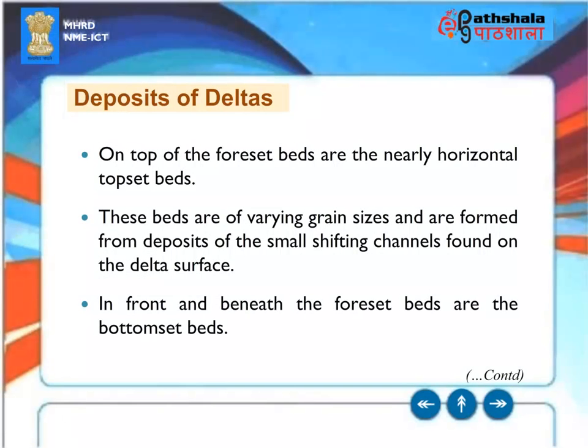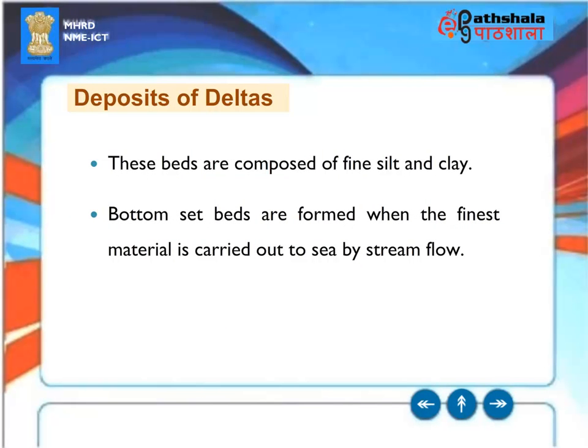On top of the foreset beds are the nearly horizontal topset beds. These beds are of varying grain sizes and are formed from deposits of the small shifting channels found on the delta surface. In front and beneath the foreset beds are the bottomset beds. These beds are composed of fine silt and clay. Bottomset beds are formed when the finest material is carried out to sea by stream flow.